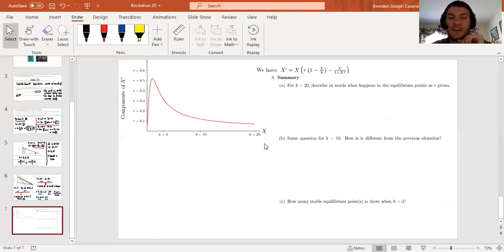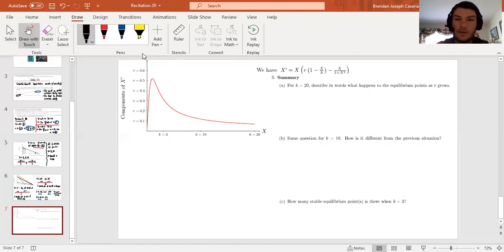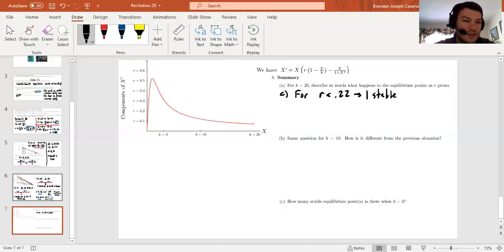For k equals 20, describing in words what happens to the equilibrium points as R grows. Okay, so we can look again back here. As R increases, for R less than 0.22, I'll put it here, we have one stable and small equilibrium point.